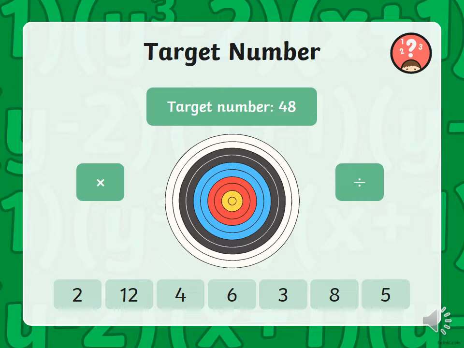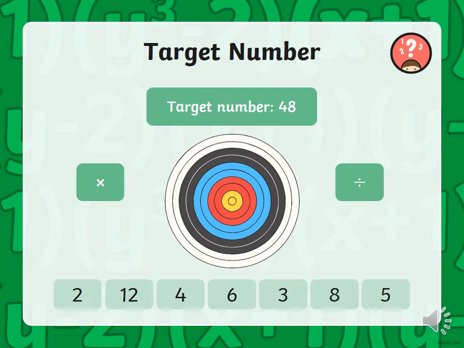So your target number is 48. So pause the video for a few minutes and see if you can get your target number 48 using all those numbers at the bottom. Excellent. So now that you've tried to attempt, I'll give you your first example. 12 times 4 is 48.